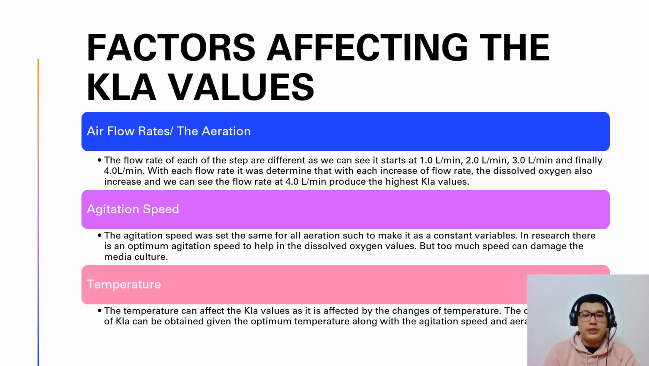Agitation speed can also affect the KLA values, but for this experiment it was set the same, at 100 rpm, to make it a constant variable. In research, there is an optimum agitation speed that can help the dissolved oxygen values, but too vigorous a speed can damage the media culture. And finally, temperature can also affect the KLA values, as it is affected by changes if it's too hot or too cold.